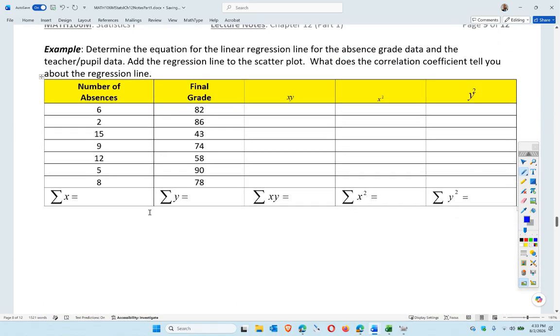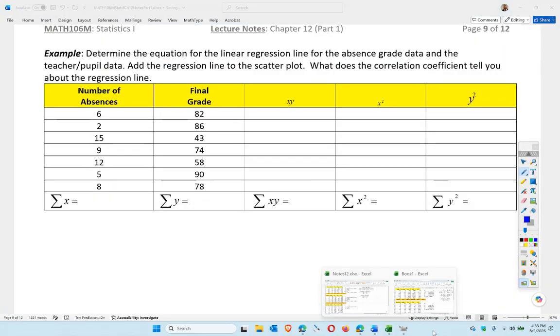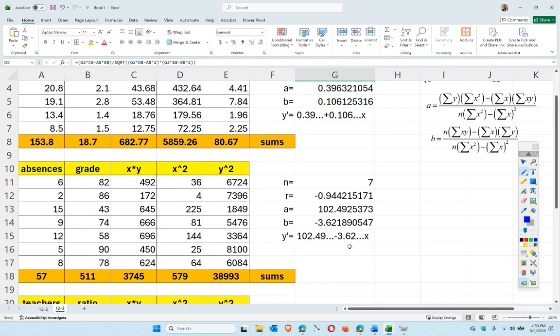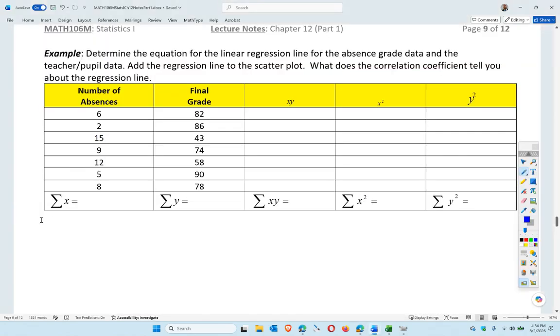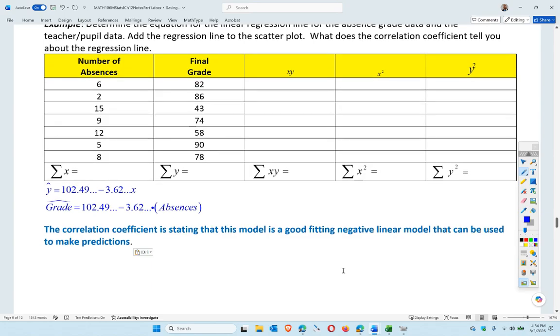All right, next one. The grade data, okay. We got a negative 0.94. That's also very good, okay. So what does that mean, right? That means that model is also a very good predictor. Okay, so go back to our stuff here. And we can say that this model, which is absences plugged in and grades are getting out, is a good negative linear model to make predictions. And that's what the correlation coefficient is telling me. Okay. As to how good enough is, I don't know. That's going to take inference later on.